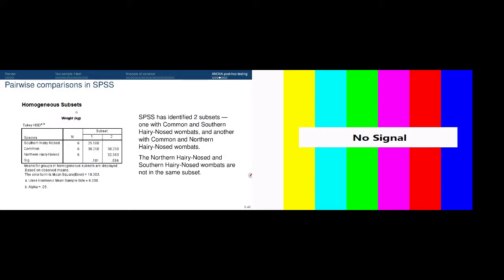The other table is the homogeneous subsets table. So here you can just look to see, are there any group names that are completely separated? Here we've got the common wombat is in subset 1 and 2, whereas the northern is only in subset 2, and the southern is in subset 1, so the southern and the northern aren't shown in the same subset. That means that we can say that there's a difference there. Whereas the common is in both subset 1 and subset 2, so we wouldn't be able to identify a difference between the common and the northern, because the northern is also in subset 2. The southern's also in subset 1, so we couldn't identify a difference between the southern and the common.